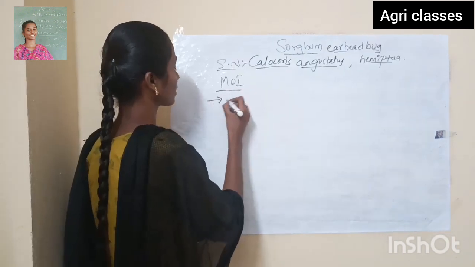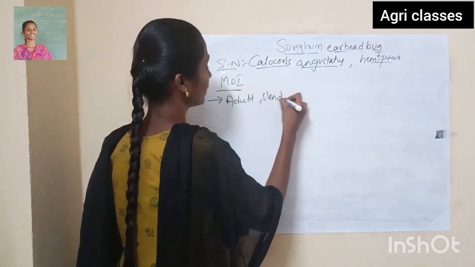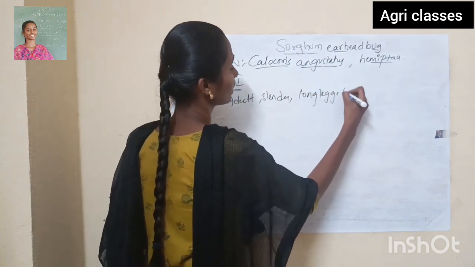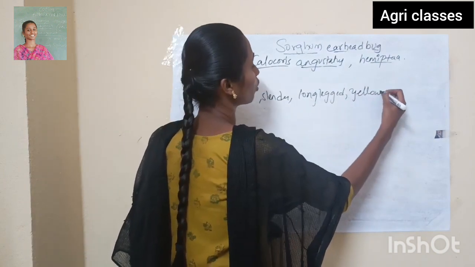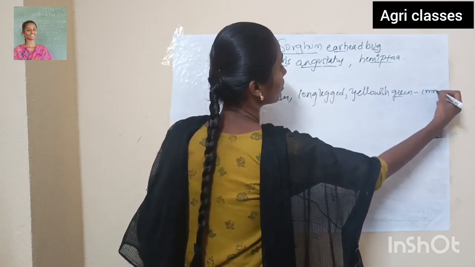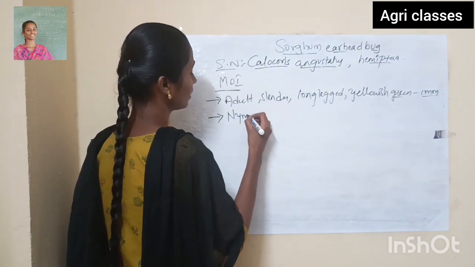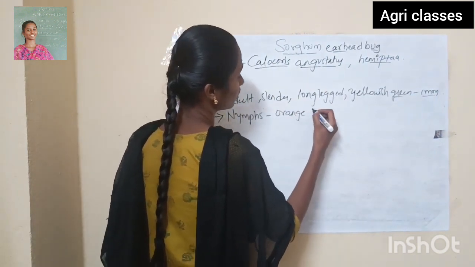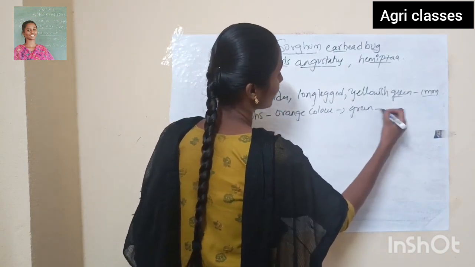Marks of identification. Adults are slender in nature, long legged, and they have a yellowish green abdomen, and they are 1 mm in size and are active flyers. Nymphs have an orange abdomen, then they turn green when they grow up.